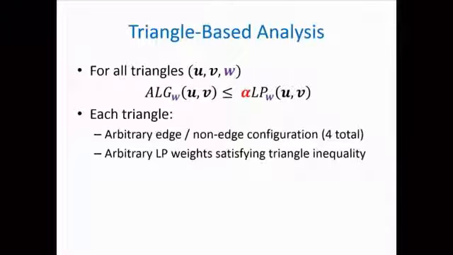So we want to show this for all triangles. But remember that for each triangle, we can have, first of all, one of the possible edge non-edge configurations. So a triangle is specified by edge non-edge configurations and the LP values that are assigned to its sides, right? So we need to show that this relationship holds no matter what the type of the triangle is, no matter what the LP values are, as long as they satisfy the triangle inequality. Okay? The type of the triangle is fairly easy to deal with. You just enumerate 4 possible types. But the LP weights satisfying the triangle inequality form a search space which is a 3-dimensional space, right? So it's not that easy to enumerate over.